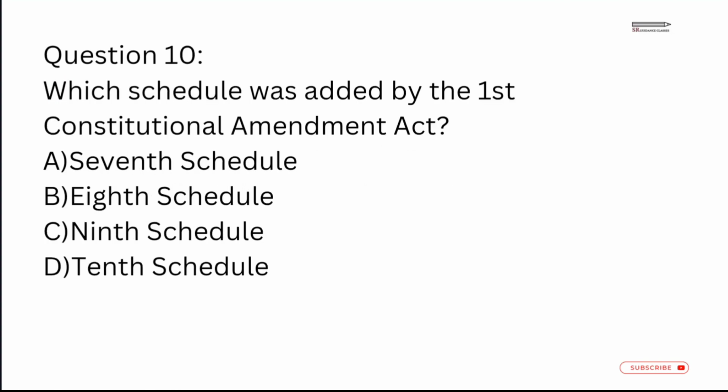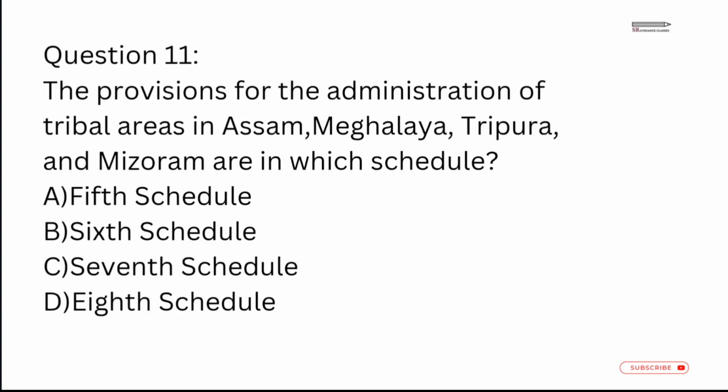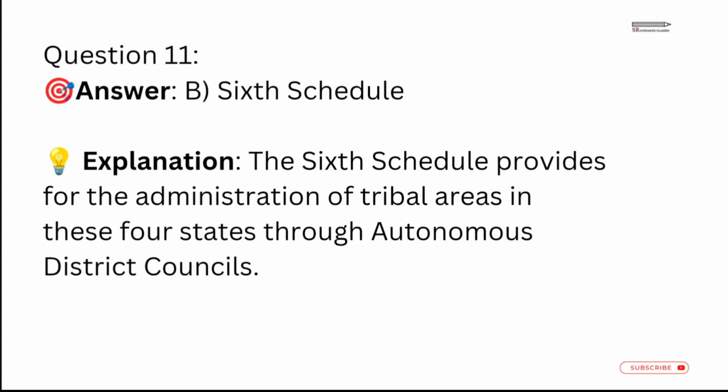Which schedule was added by the first Constitutional Amendment Act? The correct answer is option C, 9th schedule. The provisions for the administration of tribal areas in Assam, Meghalaya, Tripura, and Mizoram are in which schedule? The correct answer is option B, 6th schedule.